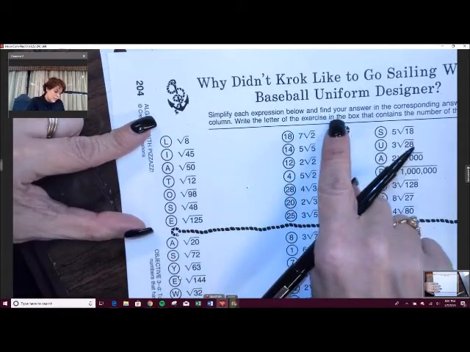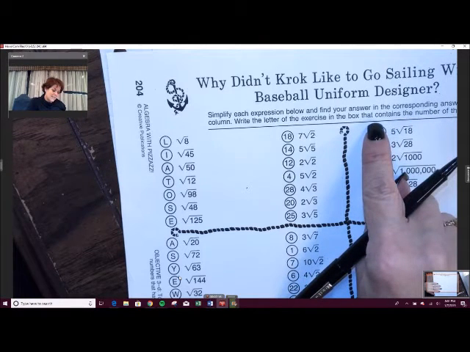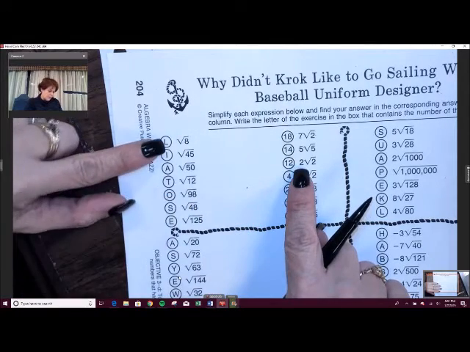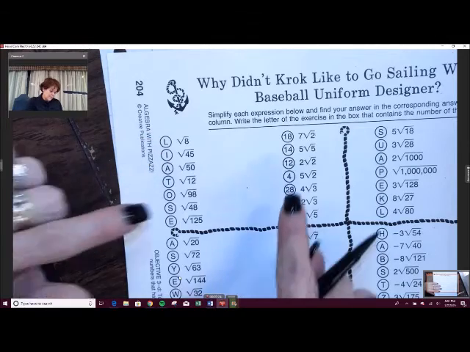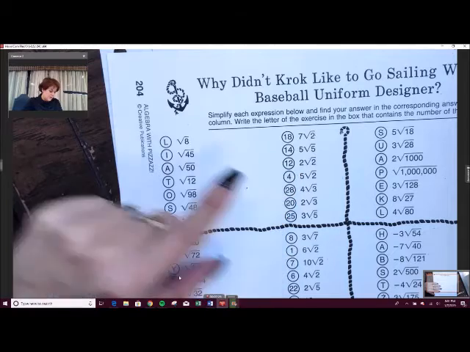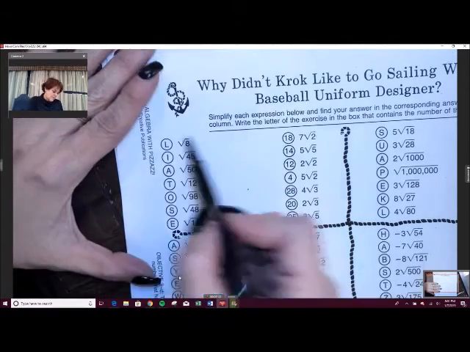Simplify each expression below and find your answer in the corresponding answer column. Write the letter of the exercise in the box that contains the number of the answer. Okay, so 2 square roots of 2. So L, number, no, that's not right. 12. 12 was 2 square roots of 2. So I'm going to go to 12. And I'm going to write L.